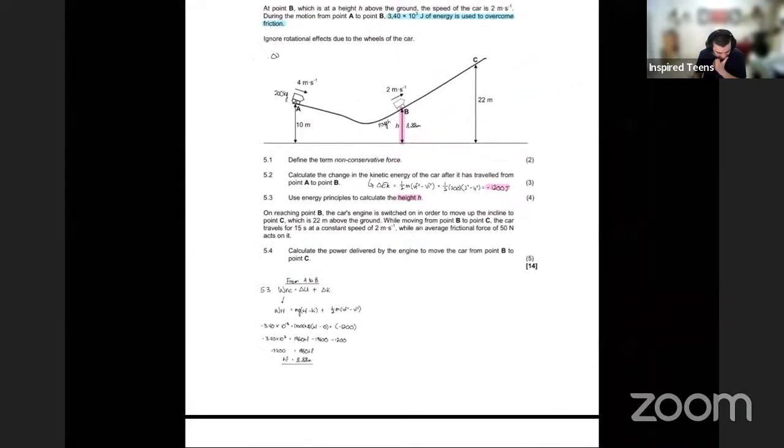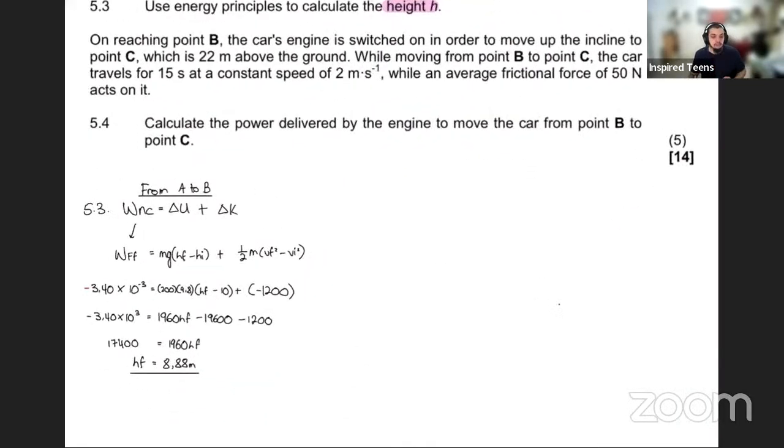Okay, let's have a look at this. On reaching point B, the car's engine is switched on in order to move up the incline to point C, which is 22 meters above the ground. While moving from point B to point C, the car travels for 15 seconds at a constant speed of 2 meters per second, while an average frictional force of 50 newtons acts on it. Calculate the power delivered by the engine to move the car from point B to point C.